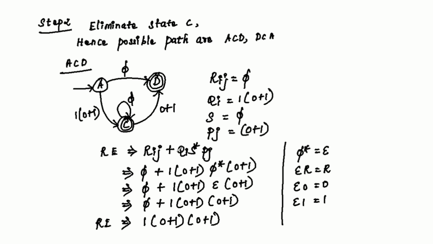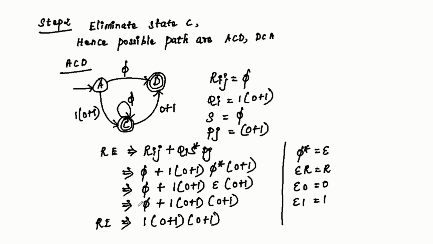Substituting these values into the formula: Rij value null plus Qi value 1 of 0 plus 1, s value null raised to the power star, Pj is 0 plus 1. Simplify the equation: null star is epsilon, so here you write epsilon. So null plus 1 of 0 plus 1, epsilon 0 plus 1. We know the formula epsilon r equals r, which means epsilon 0 plus 1 is 0 plus 1.